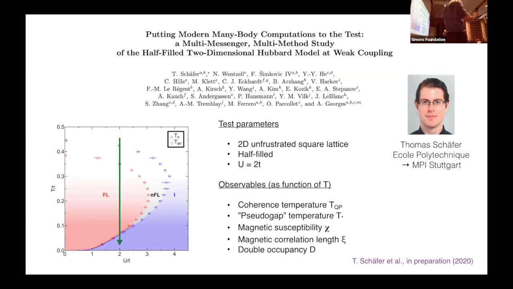Now, it depends exactly what you mean by Fermi liquid. If your definition of Fermi liquid is having a quadratic self-energy, this is definitely not the temperature we're talking about. Here, I'm talking about coherent quasi-particles. That's really what I mean.